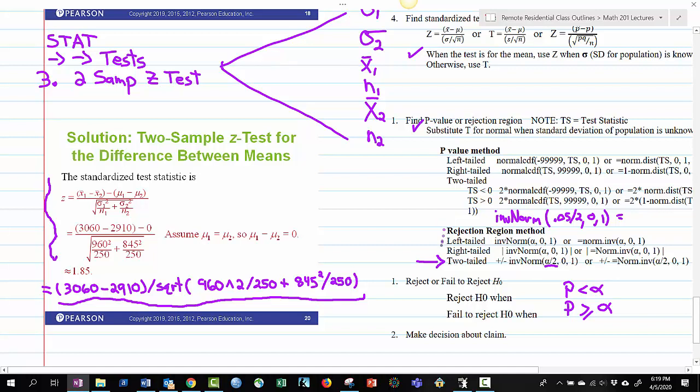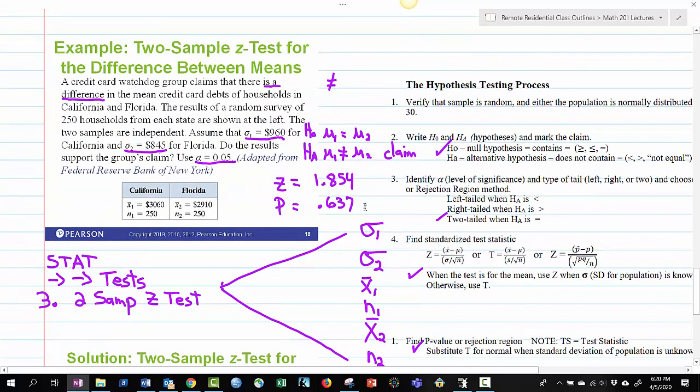All right, so let's plug that in. And remember, it's two-tailed, so we want the plus and the minus. So we get minus 1.96 and positive 1.96. Okay. So the rejection region, remember, is going to be further away from 0, right? So what the rejection region will be is Z less than negative 1.96 or Z greater than positive 1.96. So if our test statistic falls into either this region or that, we'll reject it.